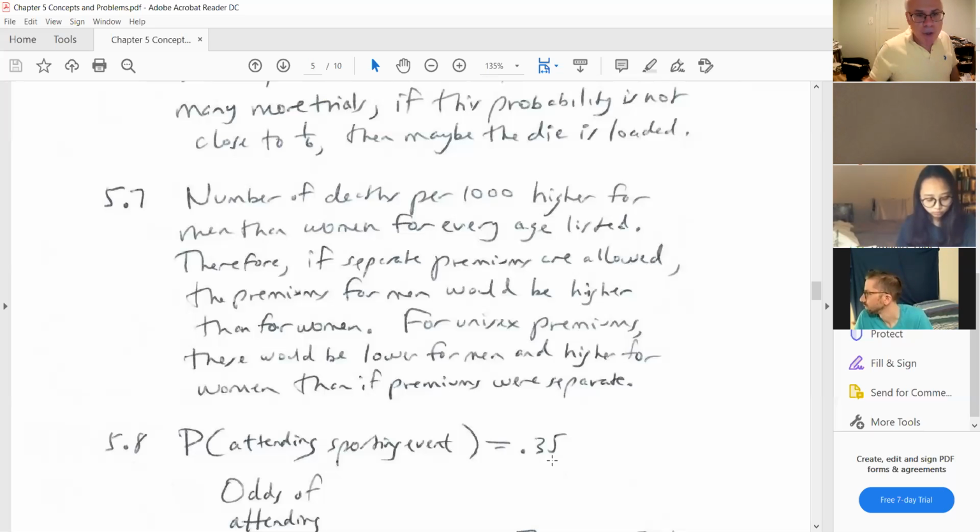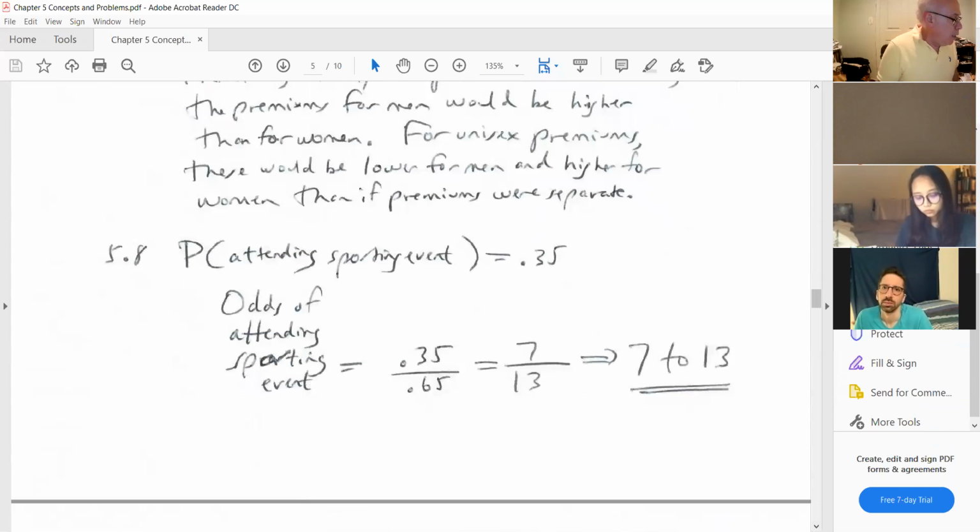5.8, the last question. It says it's been reported that about 35% of U.S. adults attend a sports event during the previous year. What are the odds that a randomly selected U.S. adult attended a sports event during the year? Well, this is the odds in favor of attending a sporting event as opposed to not attending one. So the numerator is going to be the probability of attending, and the denominator is going to be the probability of not attending.